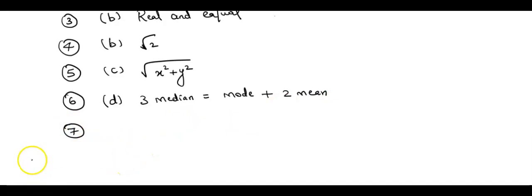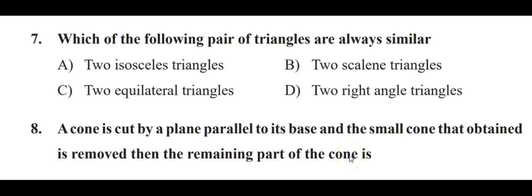Now let me solve question number 7. Next question. Which of the following pair of triangles are always similar? Option A, 2 isosceles triangles. Option B, 2 scalene triangles. Option C, 2 equilateral triangles. Option D, 2 right angle triangles.